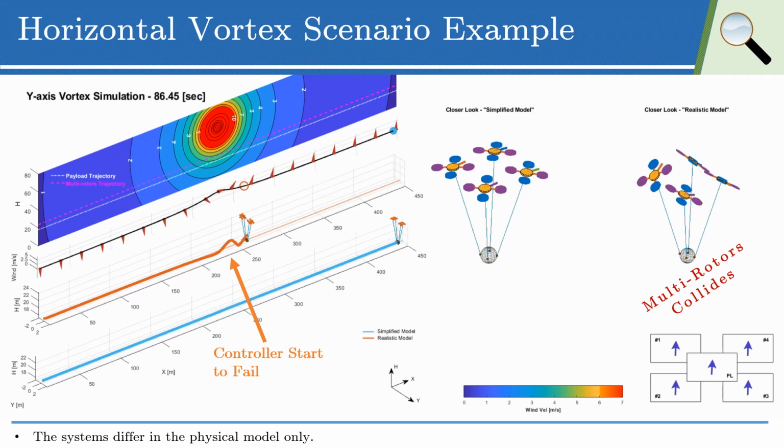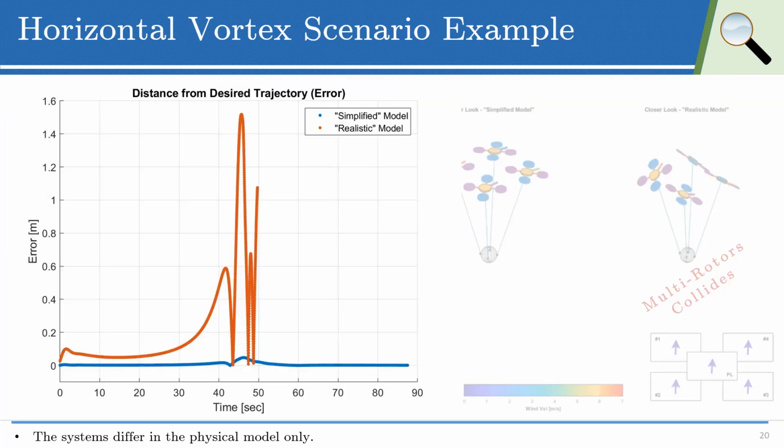The result scenario is semi-summarized in the following figure, which displays the trajectory error. The blue line, representing the simplified model, has a minimal deviation from the desired trajectory, whereas the realistic model, the orange line, deviates by an order of magnitude from the desired trajectory till it fails and the multi-rotor collides.